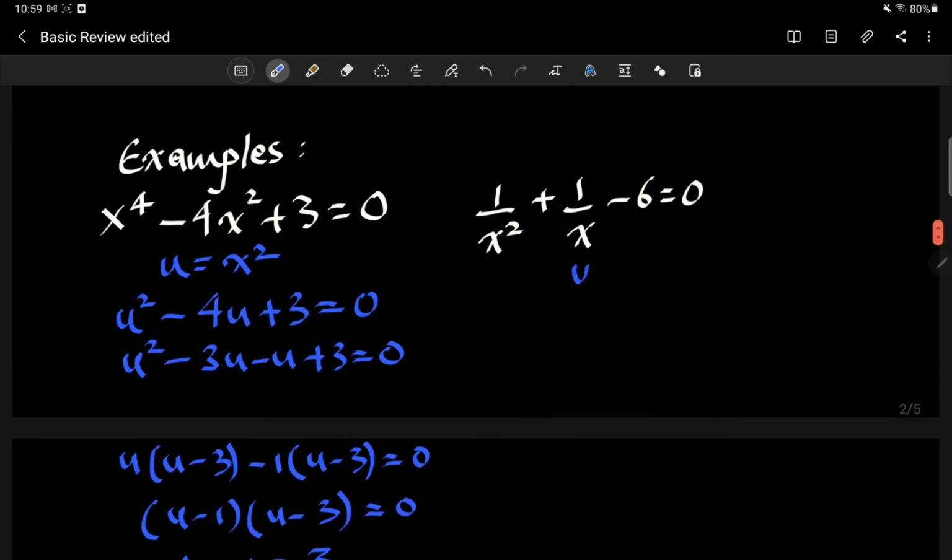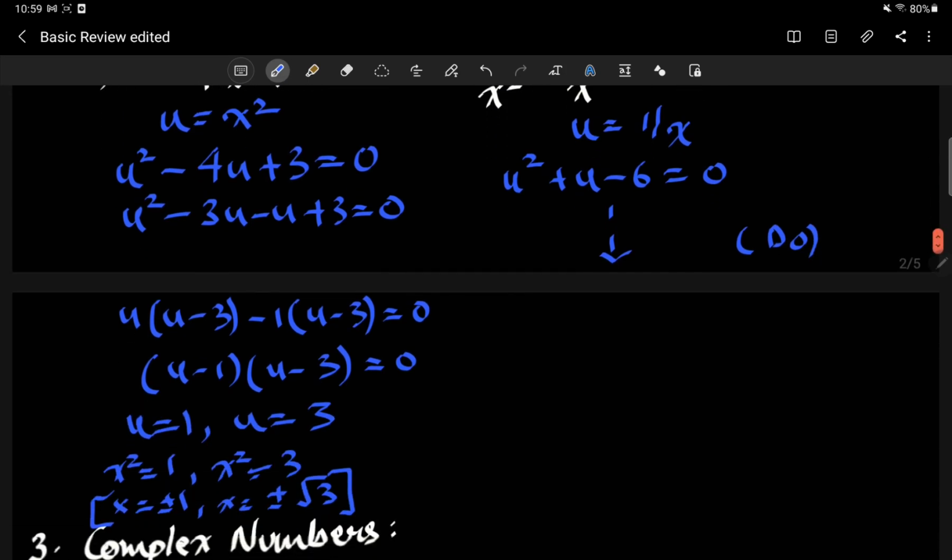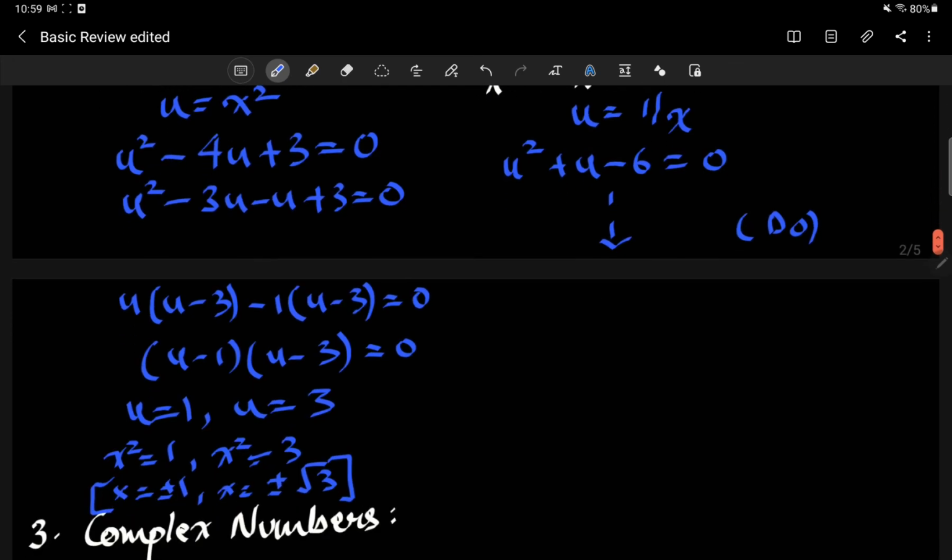Now similarly here for this problem, you substitute u equals 1 over x and this becomes u squared plus u minus x equals 0, and I encourage you to finish this. Okay, I'm going to end this video here because I don't want my videos to be too long. And then we have 3 more ideas to talk about, which we're going to do in the next video.